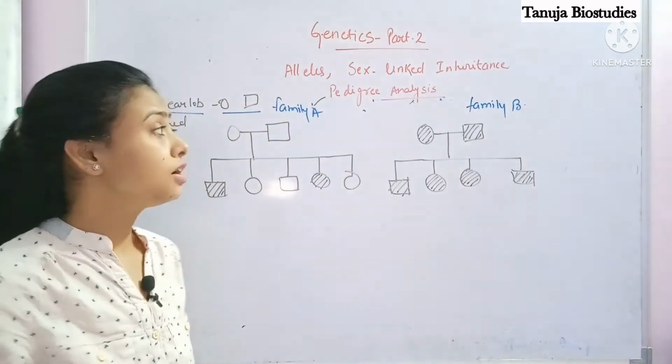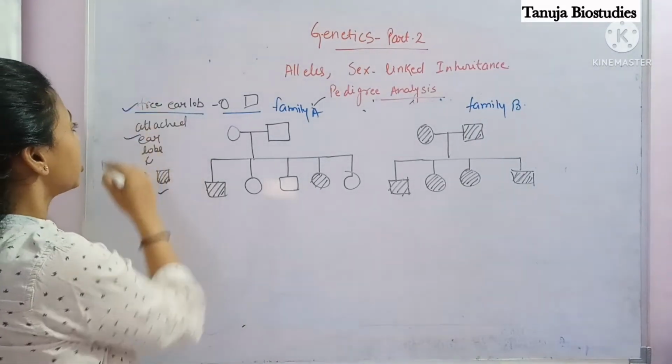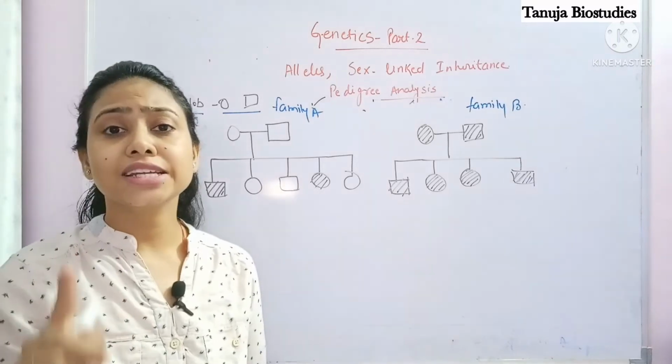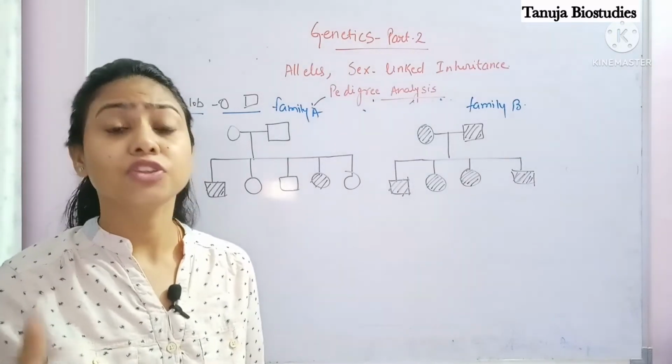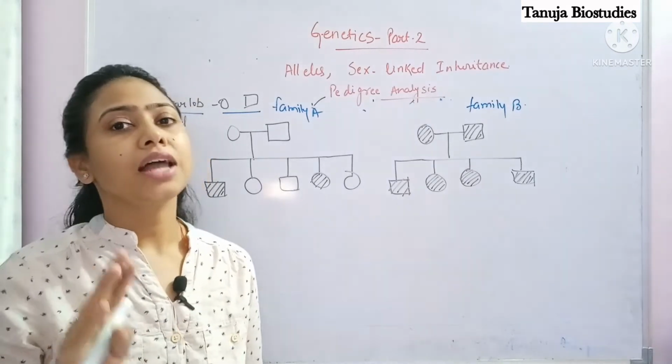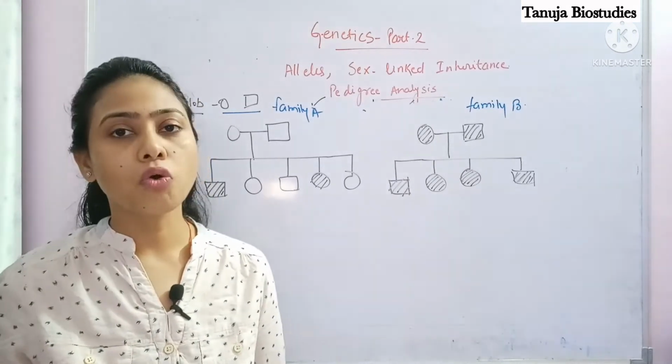First of all, you have to decide which trait, free earlobe or attached earlobe, is dominant and which one is recessive. You have not been told already. You have to decide, and then write down the genotype of the whole family.